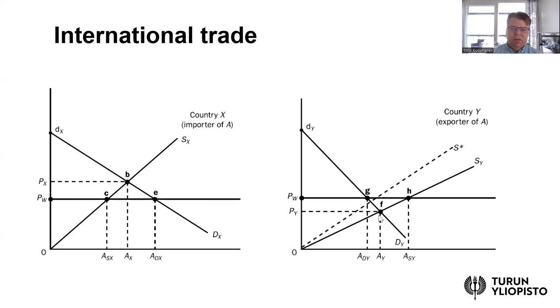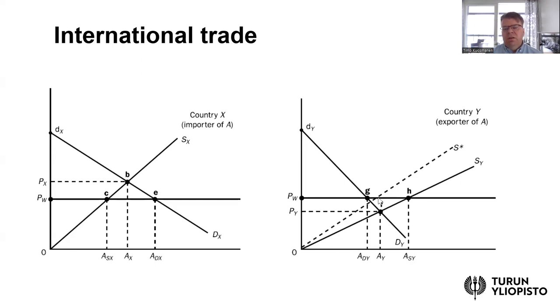The producers in country Y move from point F to point H. They increase production, and they also get the better price PW by exporting. On the other hand, in the domestic market in country Y the price level also increases, because the producers have the possibility to either sell domestically or export. Assuming there are no large transportation costs, the domestic price in country Y will increase to the global level.